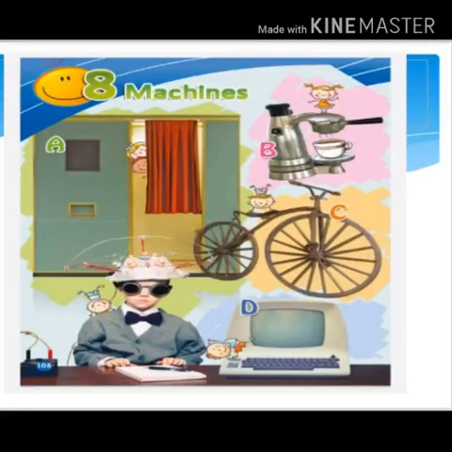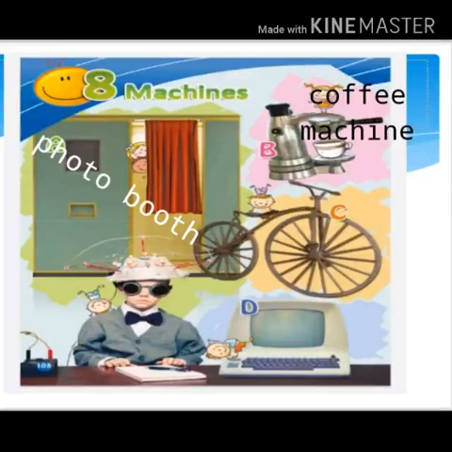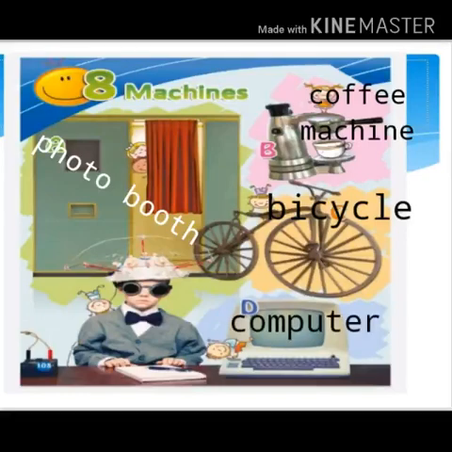Look at the pictures. Which of the machines would you use to take a photo, to go to school, to do your homework, to make a drink? Very easy, right? You would use a photo booth to take a photo. You would use a coffee machine to make a drink. You would use a bicycle to go to school. You would use a computer to do your homework.